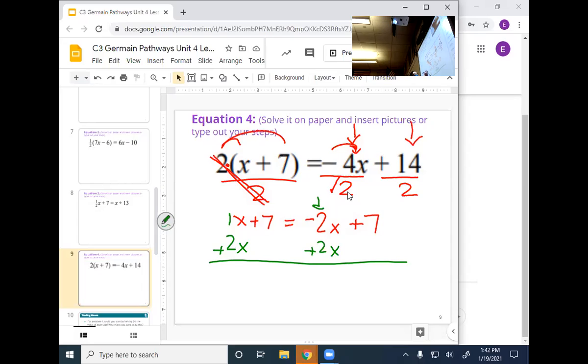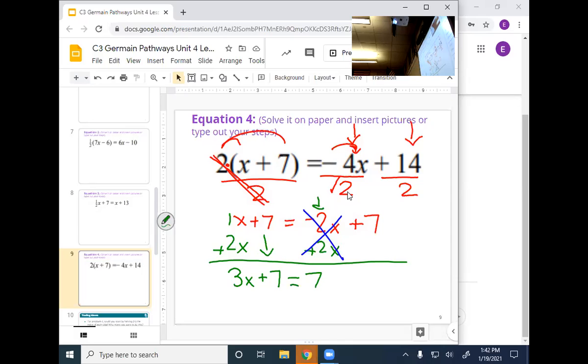Ooh, she went one step further. We have a 3x. We bring down our 7, plus 7. Very good, Avery. We keep that sign attached. Plus 7 is equal to how much? Plus 7. Very good.